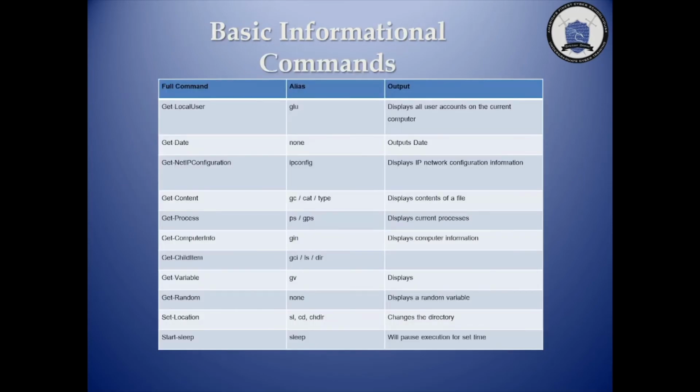And so here are some informational commands, and I recommend you pause this and go through and realize what these all do, but I'll cover a few of them real quickly here. We've got Get-Content, which we use a lot, and some of the aliases for that are GC, cat, and type. And then Get-Process can be shortened to PS or GPS. And then Get-ChildItem can be shortened to GCI, LS, or DIR. And again, that's looking at all of the files in a folder.